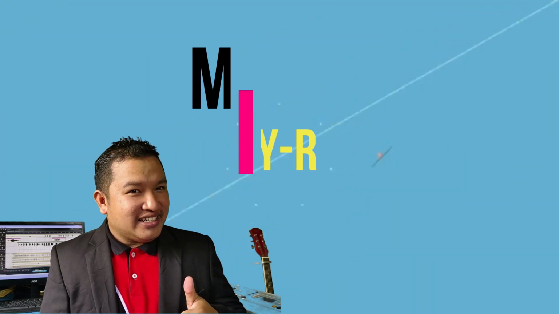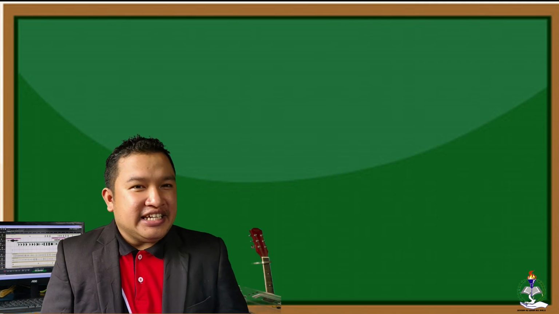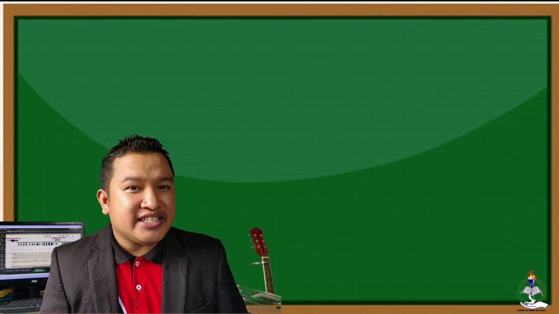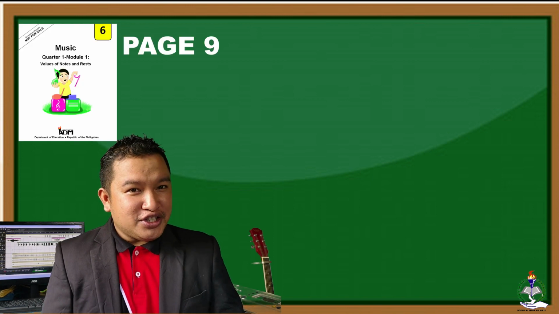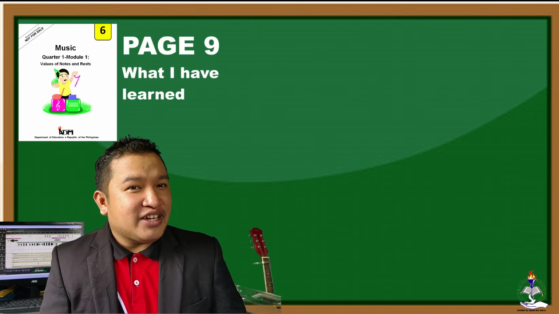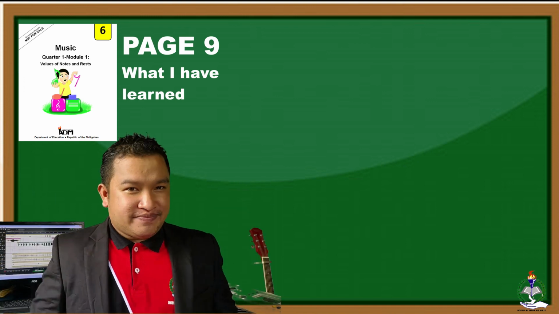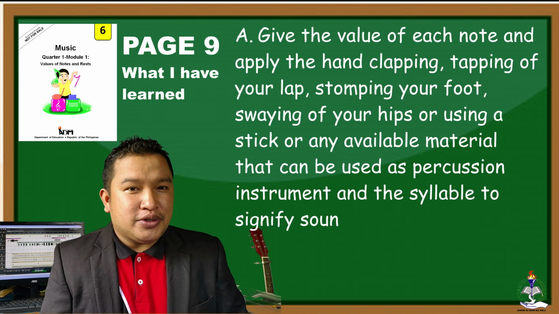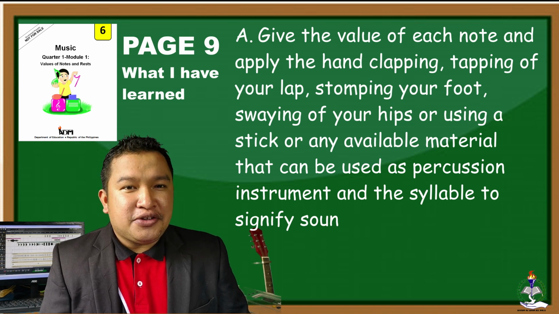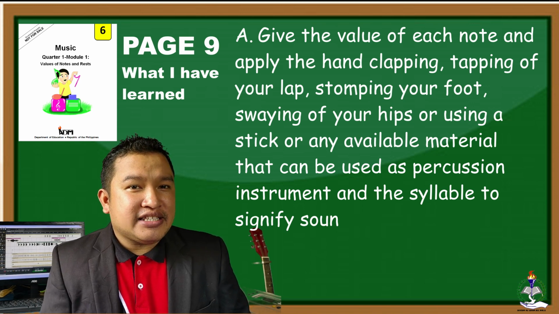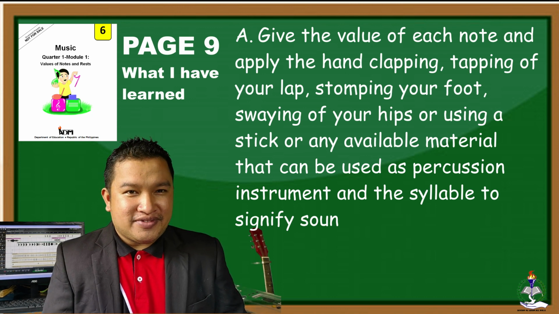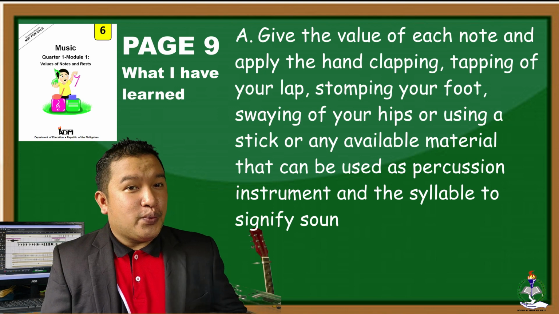Are you done? Very good. Now, let us see how far have you learned from our topic this day. Please turn your module on page 9 in What I Have Learned. The direction says, give the value of the notes and rest and do the hand clapping as a percussion instrument and say the syllable. I will only give you 1 minute to do it. You may now start.